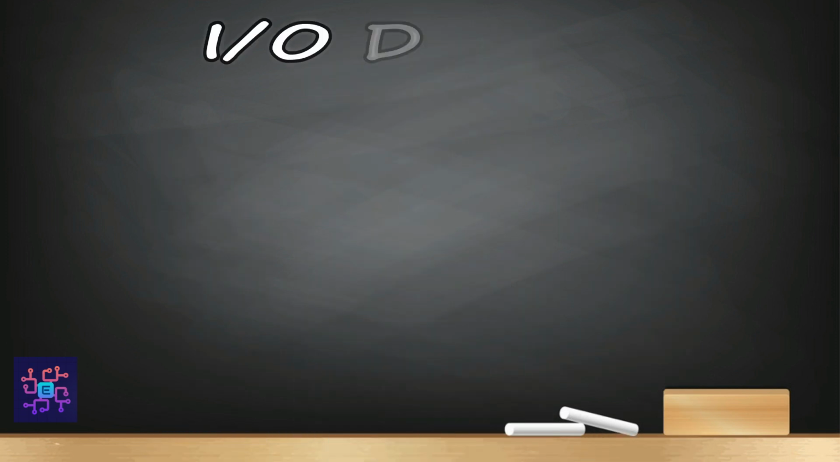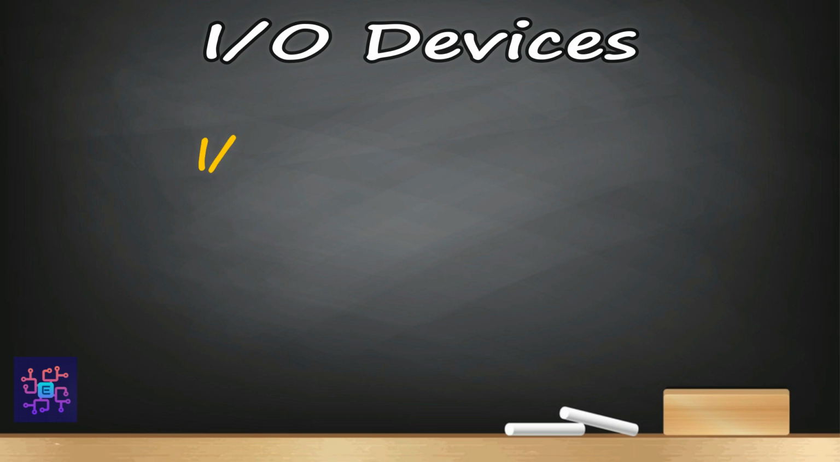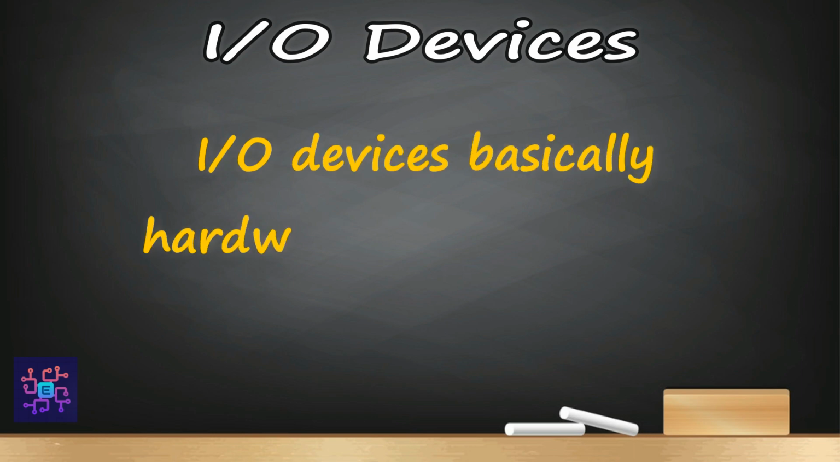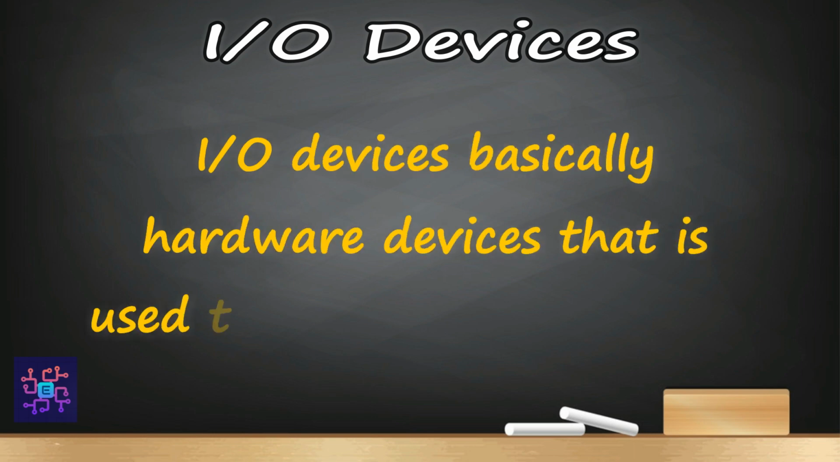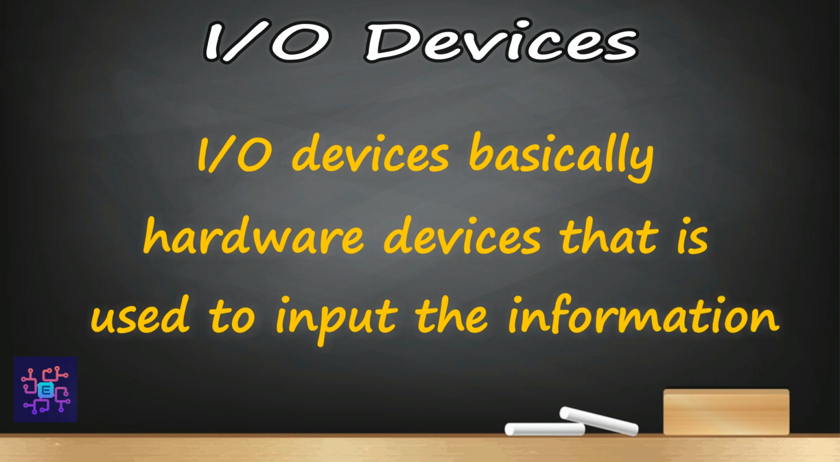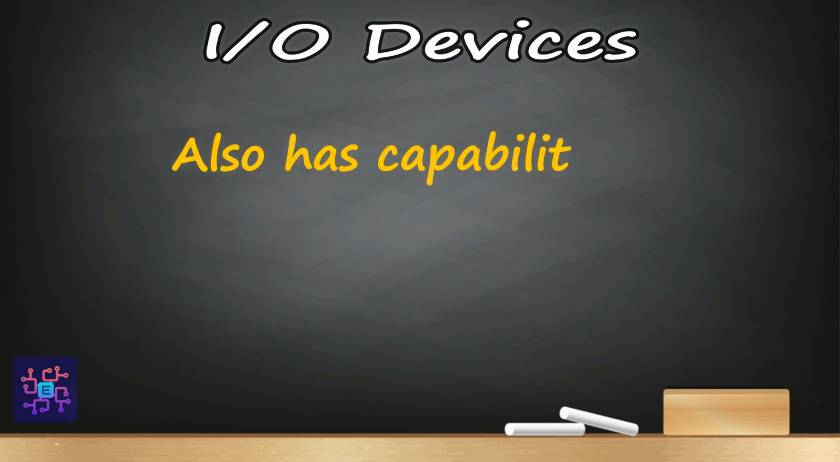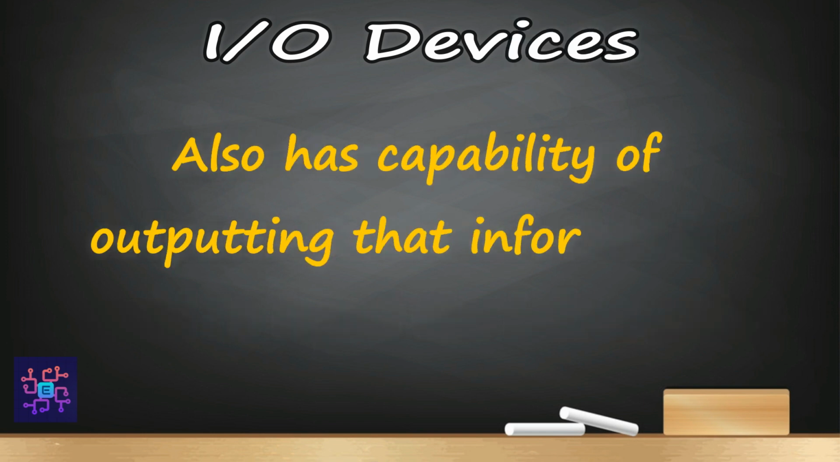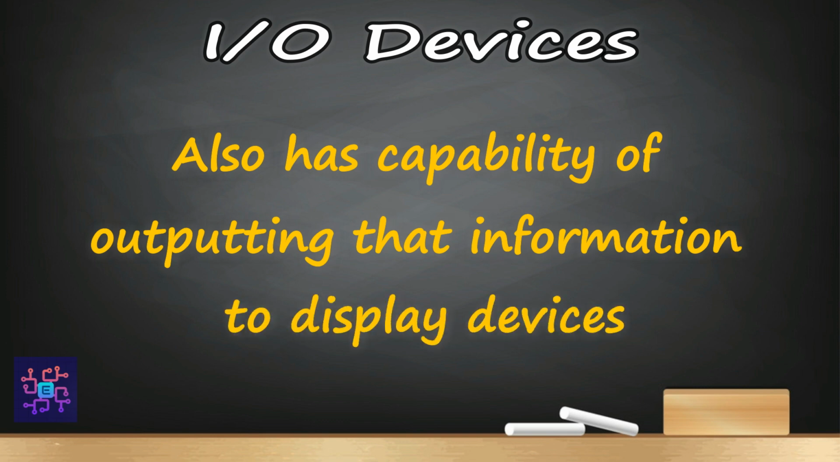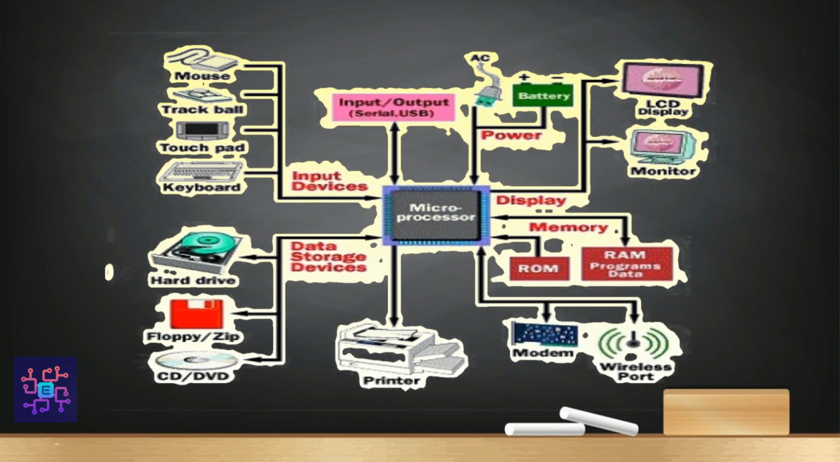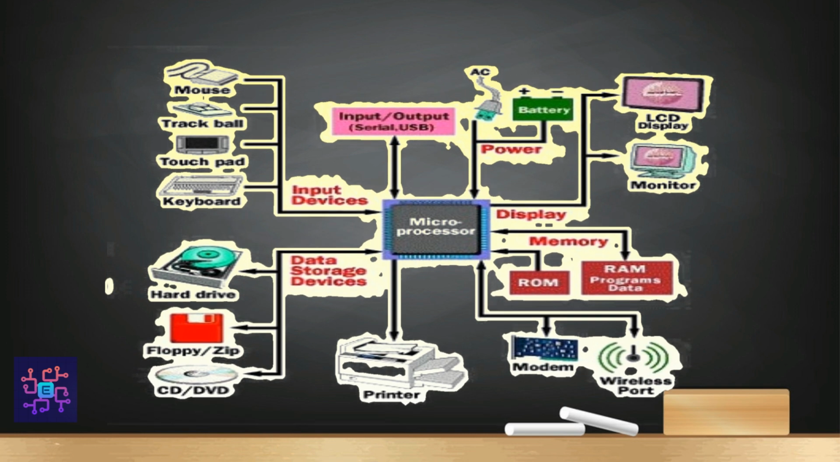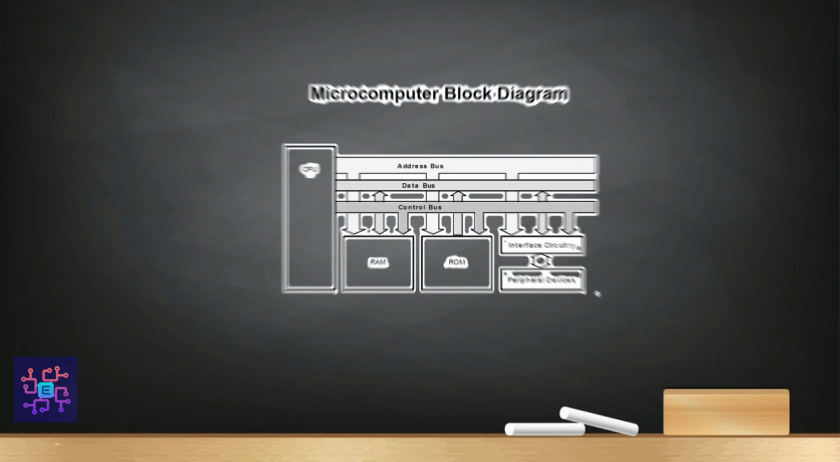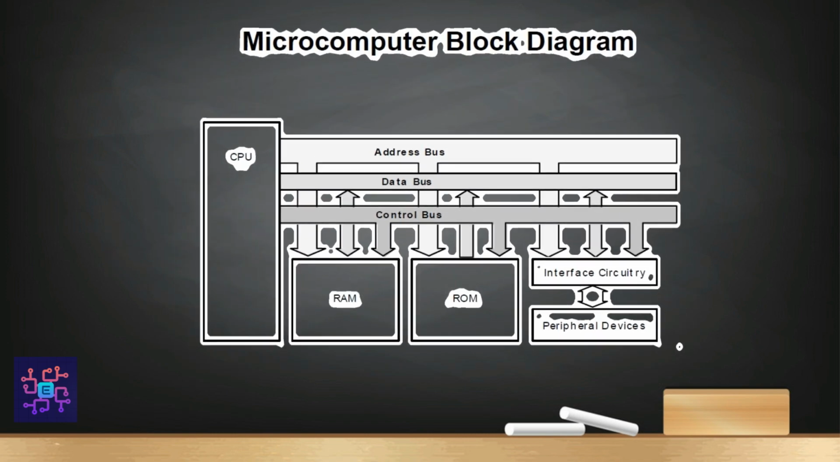And the next component we have is the input output devices. The input output devices are basically the hardware devices that are used to input the information and also have the capability of outputting that information to the display devices. So what are the examples? The examples are modem, USB devices, USB drives, and hard drives. So with this we are completed with the block diagram of microcomputer.